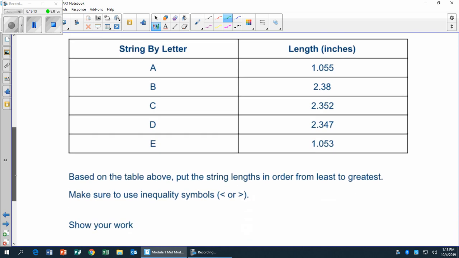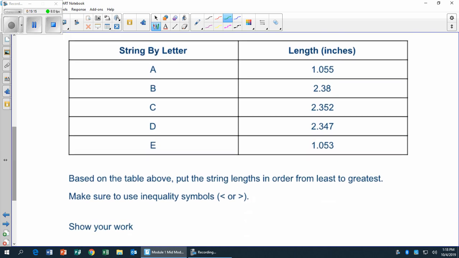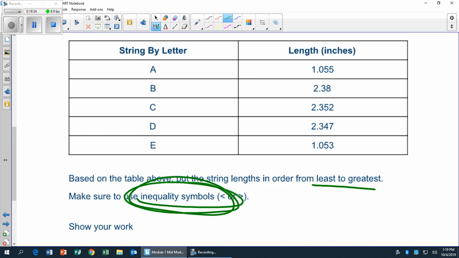Next, we have some string. Based on the table above, put the string lengths in order from least to greatest and use an inequality symbol. Don't forget this, and don't forget it's least to greatest. Now, luckily, it says to show your work as a reminder. So when we show our work, we always have to stack, and that's one of the biggest things that we sometimes forget. So I'm going to stack on the side over here.